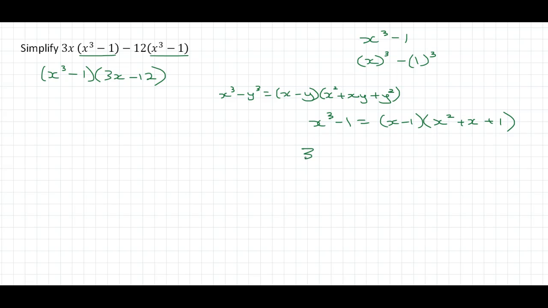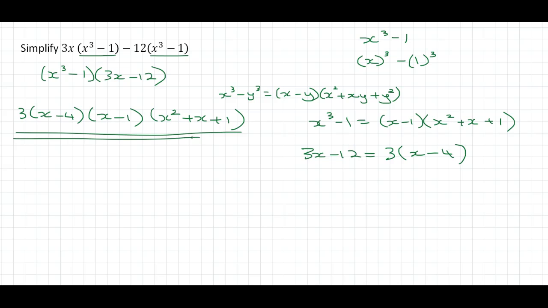Before we go ahead and replace, let's focus on 3x minus 12. You're going to have a greatest common factor of 3, and then you have x minus 4. Okay, so now let's go ahead and replace. So I'm going to use 3 multiplied by (x minus 4), and then (x minus 1), (x squared plus x plus 1). So this is the final factored form of the expression we had to start off with.